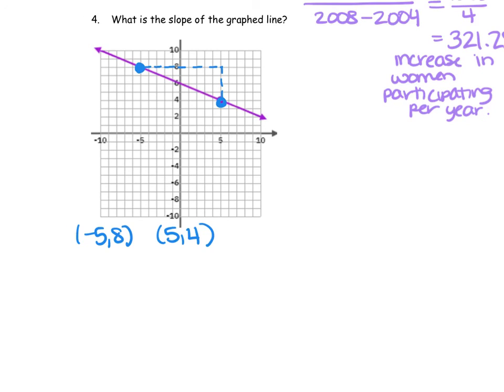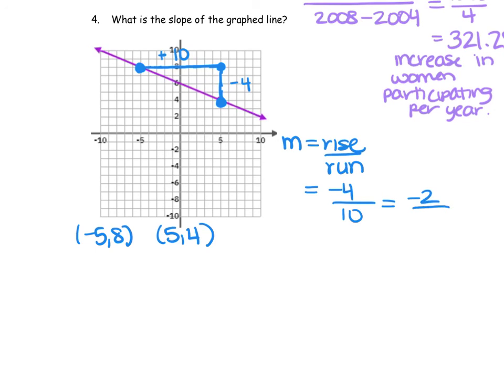So from this coordinate of negative 5 over to this coordinate of 5, that is a run of 10, and to the right is positive. And from this y coordinate of 8 down to this y coordinate of 4, that is a rise of negative 4. Okay, so when you're going down from left to right, that's negative. So slope here is rise over run. Rise is negative 4, run is positive 10, so this is negative 2/5.